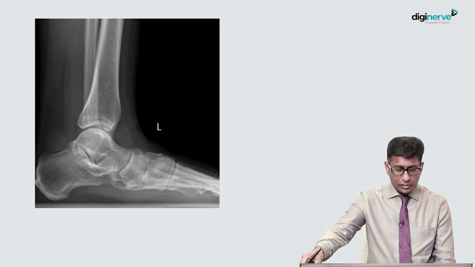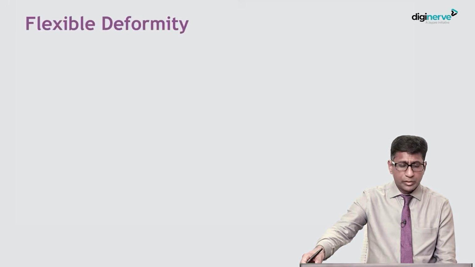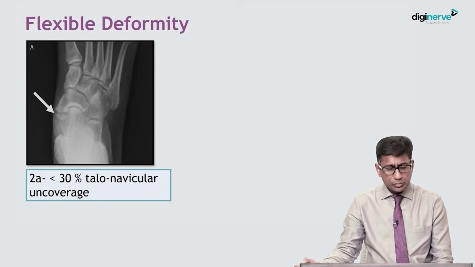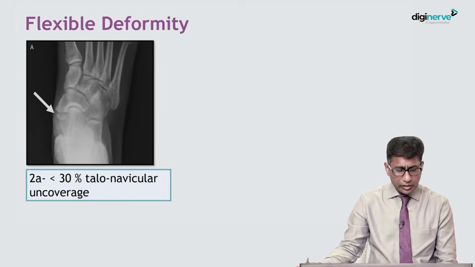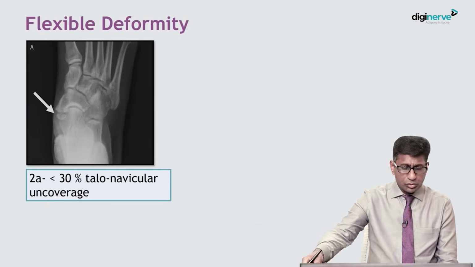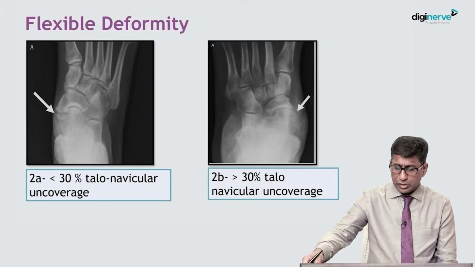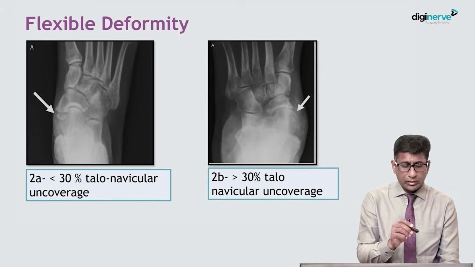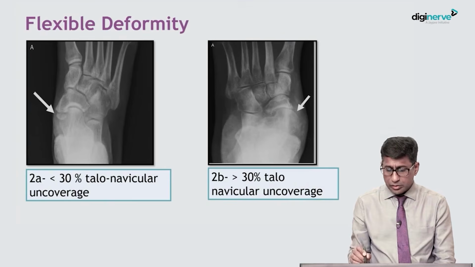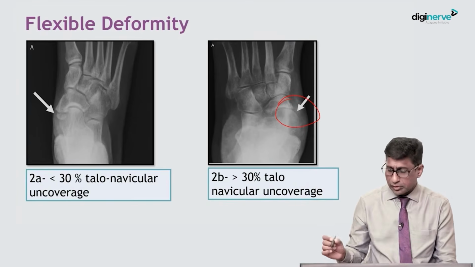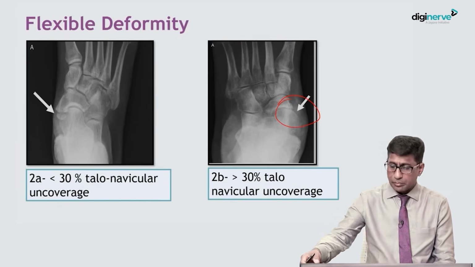You can see the lateral view. This is a collapse of the arch. Again, this is a flexible deformity. And you can see this patient had less than 30% talonavicular coverage loss, with an accessory navicular. So sometimes these patients can have an accessory navicular too. As already told, regarding the difference between type 2A and type 2B, you can see that here talonavicular coverage is lost more than 30%, and here it is less than 30%. This is type 2A, this is type 2B.